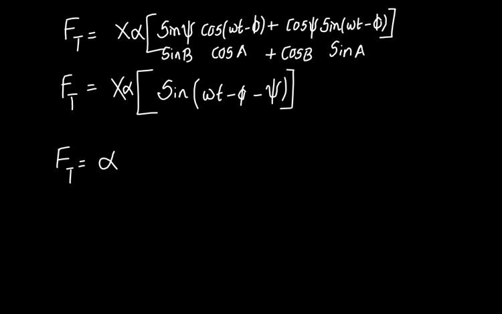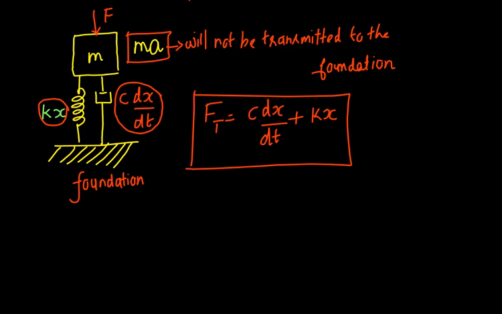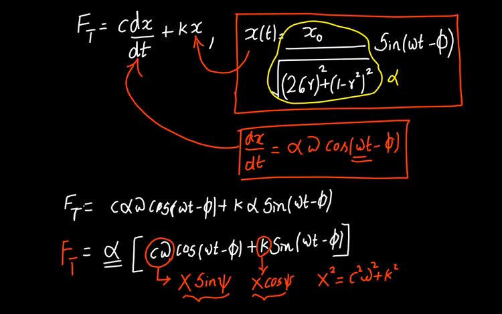Now we will plug that value. It is k into root of 1 plus 2 zeta r the whole square into sine omega t minus phi minus sine. That's right. Finally, we are going to plug the value of alpha. What is alpha? Well, this is our alpha. The one that is shown by this yellow blob here, that is alpha.